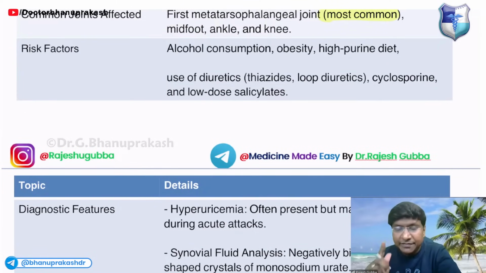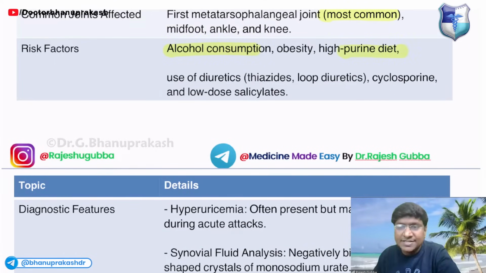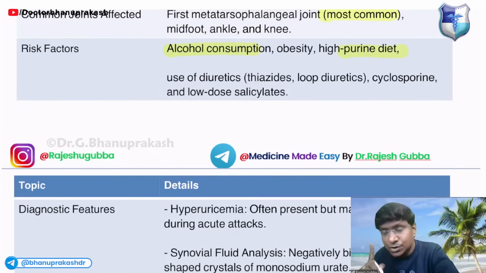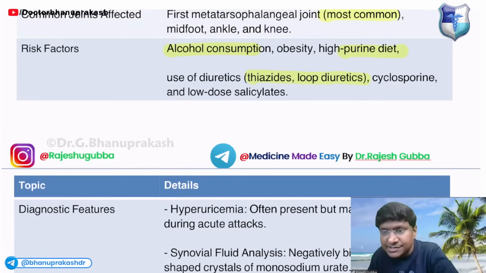Risk factors, very, very important risk factors. Alcohol consumption, uric acid spikes up. High purine diet, because it's a disorder of purine metabolism, so the uric acid increases. Thiazides and loop diuretics, uric acid increases. Low dose salicylates will also increase the uric acid.